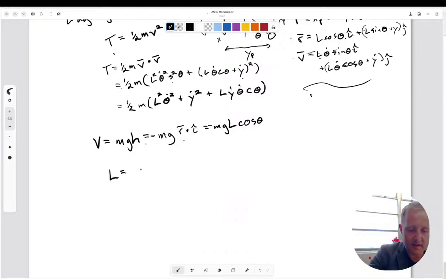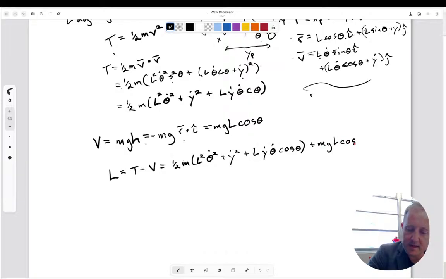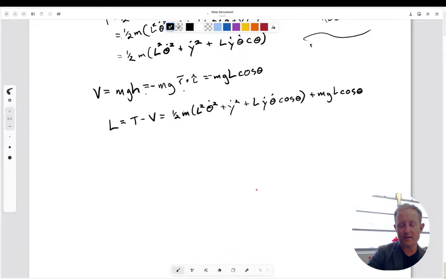We can say L is that T minus V, or 1/2 m L squared theta dot squared plus y dot squared plus L y dot theta dot cosine theta minus, so we'll say plus mgL cosine theta. And I think I'm doing that. Sometimes I mess up the signs here and there, but we'll give it a shot. I think I'm on the right track. We'll find out in a second, right?